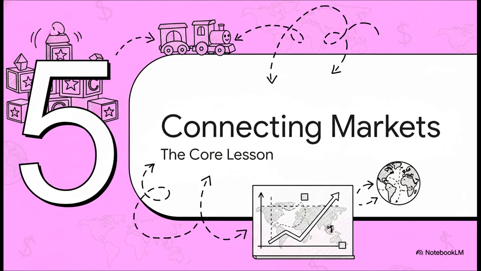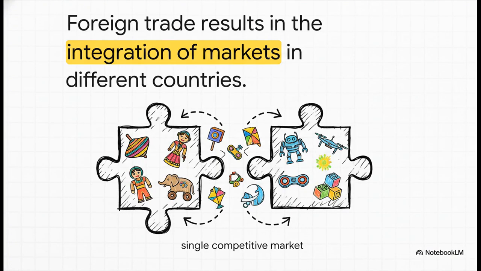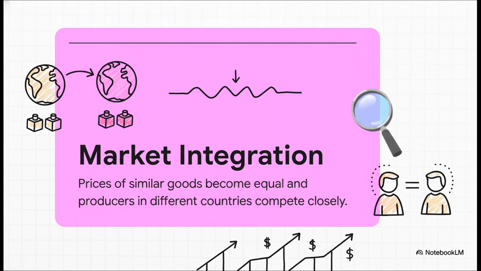This example of the toys teaches us a very, very important lesson about foreign trade. It shows us the main thing that trade does. It connects markets and increases competition. The result of this process, where Chinese toys are competing with Indian toys in Indian shops, is something we call the integration of markets. It means the Indian toy market and the Chinese toy market are no longer separate worlds. They have become connected or integrated. Let's understand this term properly.